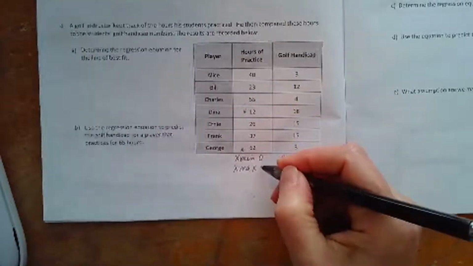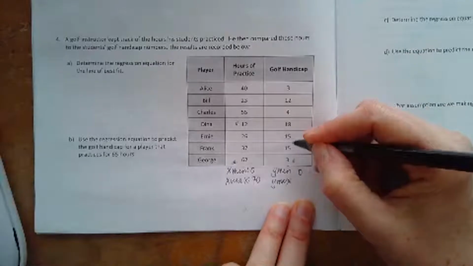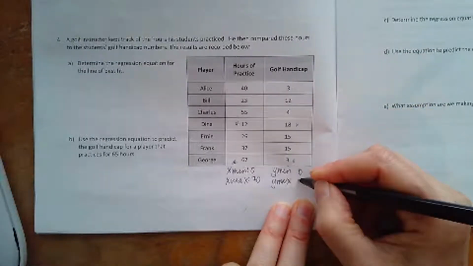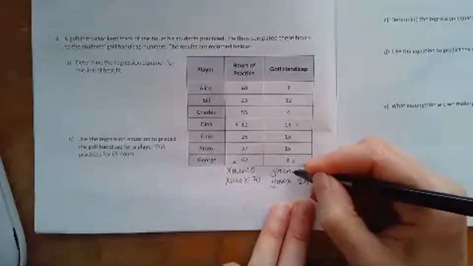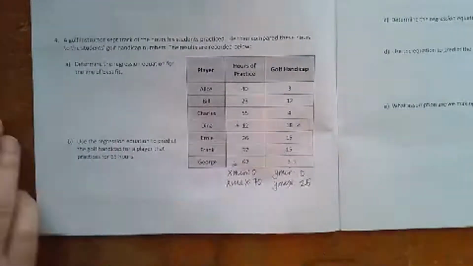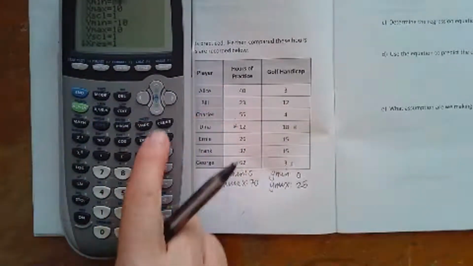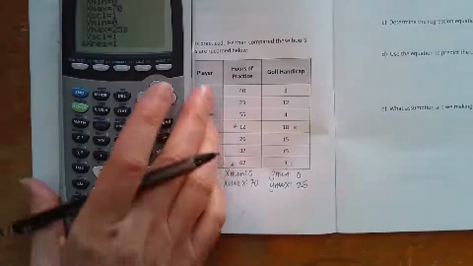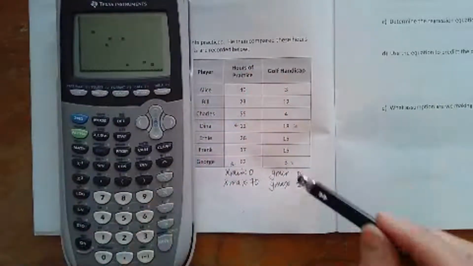So I'm going to go for my y min, I'm going to put 0, right? Because this is my lowest. This is my highest. So I'm going to put, I don't know, I'll put a 25. Okay. So changing the windows is super important. So 0, 70, 0, 25.